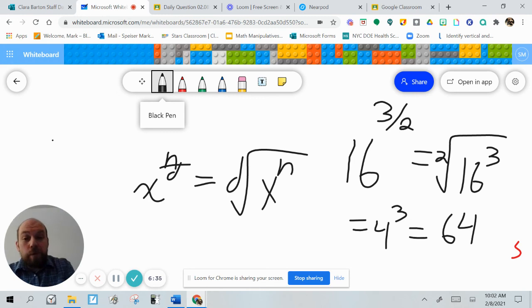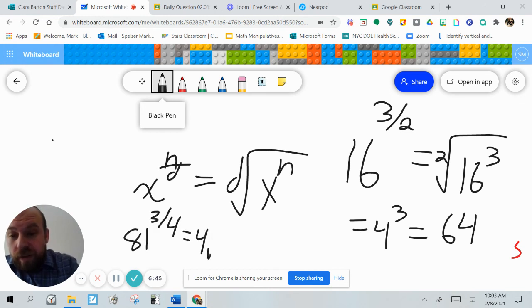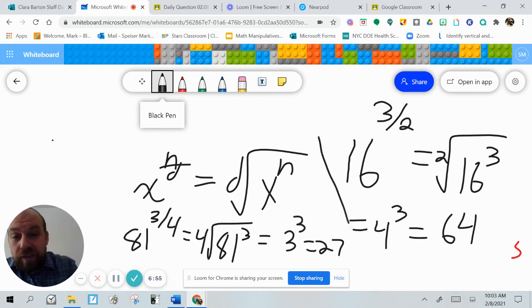Let's do another example before we wrap it up. Let's say we had 81 to the 3/4 power. That's the 4th root of 81 to the 3rd power. The 4th root of 81 is 3. 3 to the 3rd power is 27.